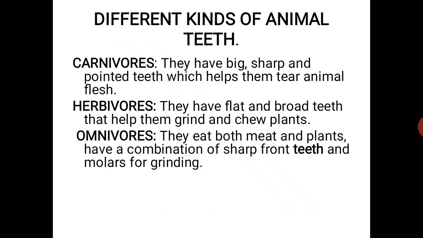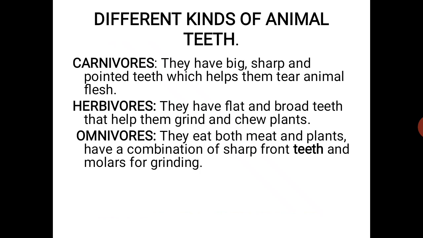The next topic, different kinds of animal teeth. Now in this topic we will be discussing the three different kinds of animals which fall under these three categories and their teeth. The first point, carnivores. Now we know that carnivores eat the flesh of other animals, so they have big, sharp and pointed teeth which help them tear animals' flesh.